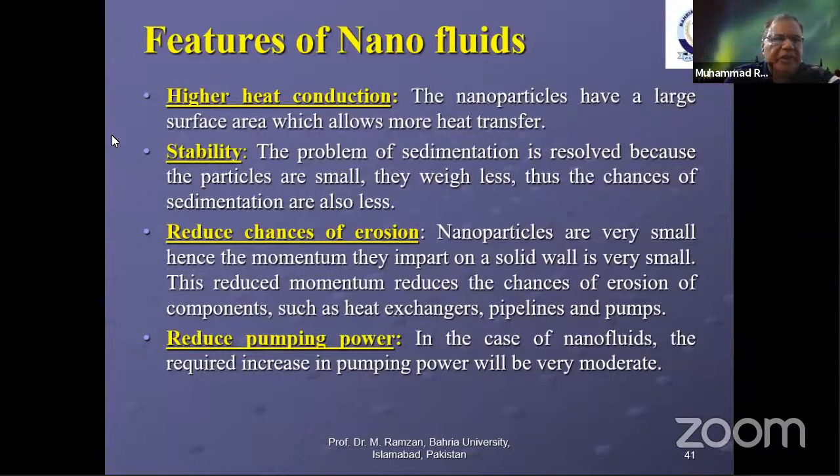Nanoparticles are very small, hence the momentum they impart on the solid wall is very small. This reduced momentum reduces the chance of collision with components such as heat exchangers, pipelines, and pumps, and this reduces the pumping power. In case of the nanofluid, the required increase in the pumping power is small.